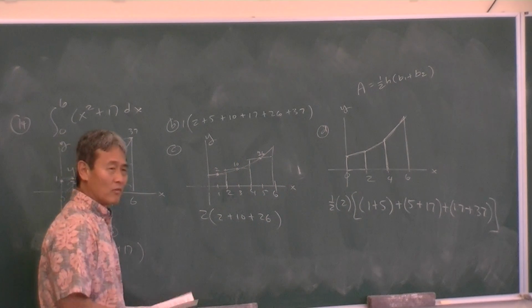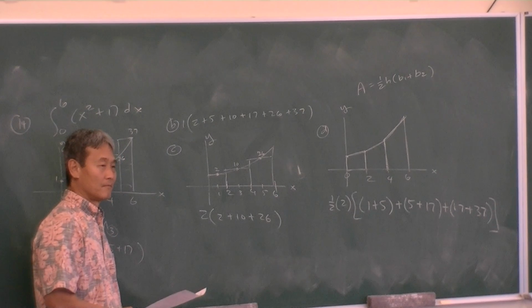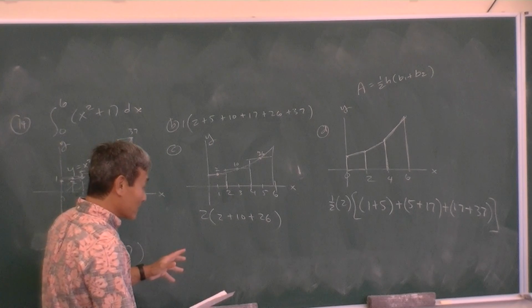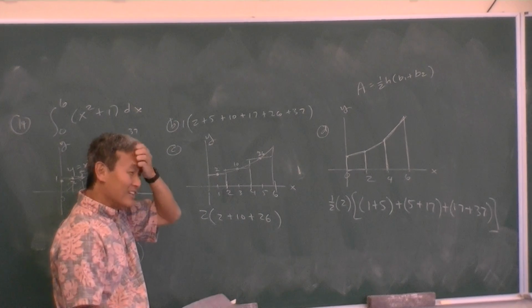Is the trapezoidal rule a Riemann sum? No. A Riemann sum is using rectangles. Is a trapezoid a rectangle? No.